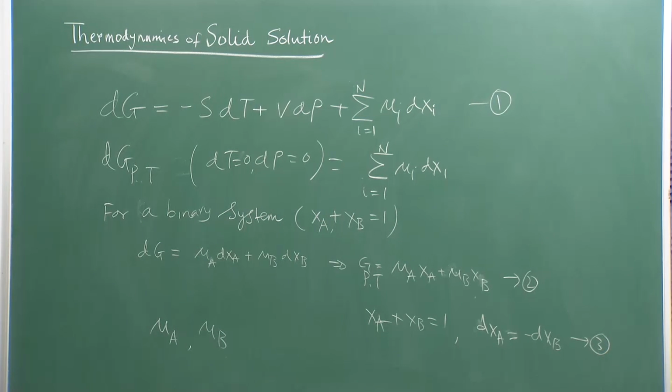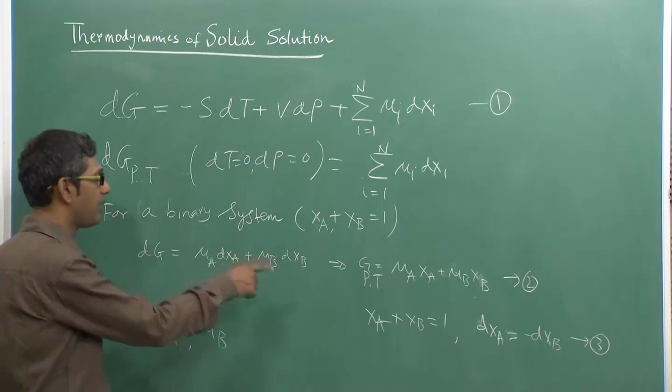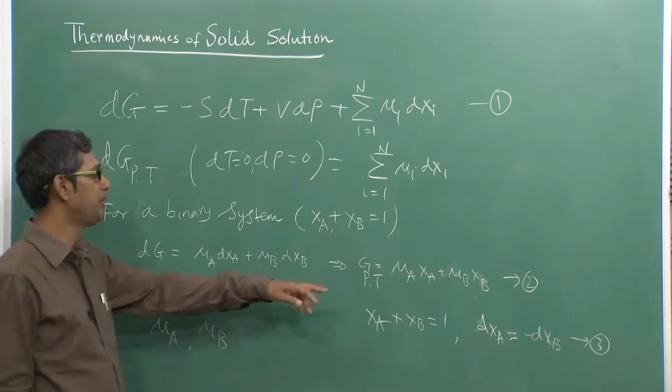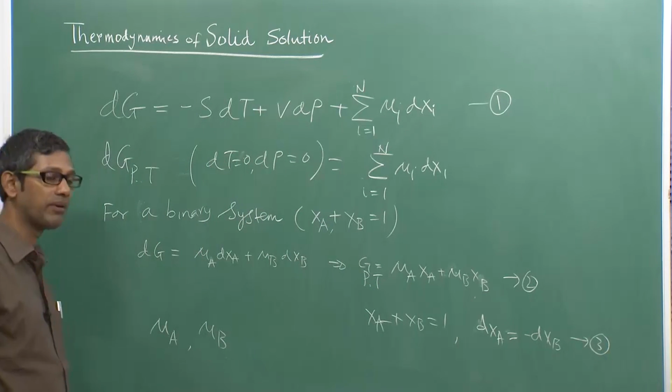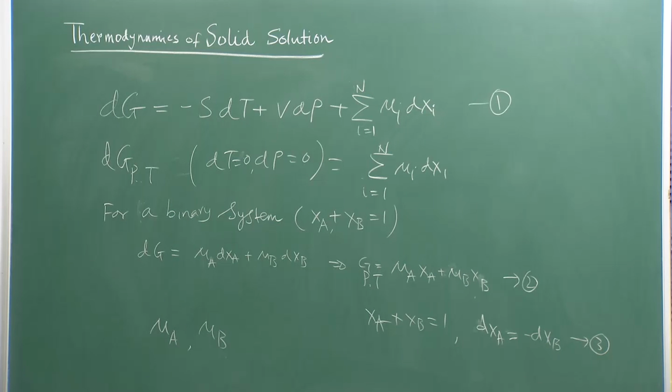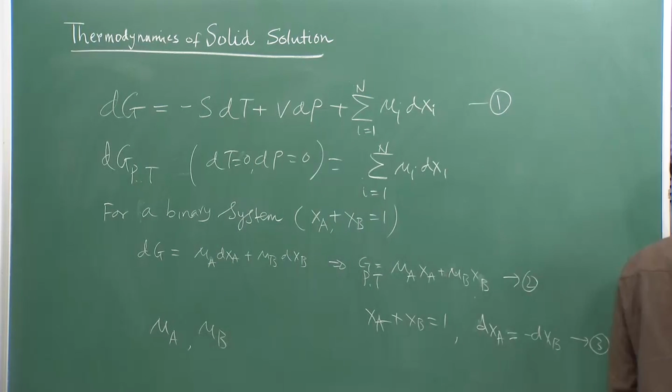This is very simple, as you can see here. Simply plug these equations into the master equation, that is G at constant T and P equal to mu A xa plus mu B xb. Differentiate it, and you will find the mu A and mu B expressions, and you will find they are given by the tangent to the curve. So the tangent to the curve is basically what we have been discussing.